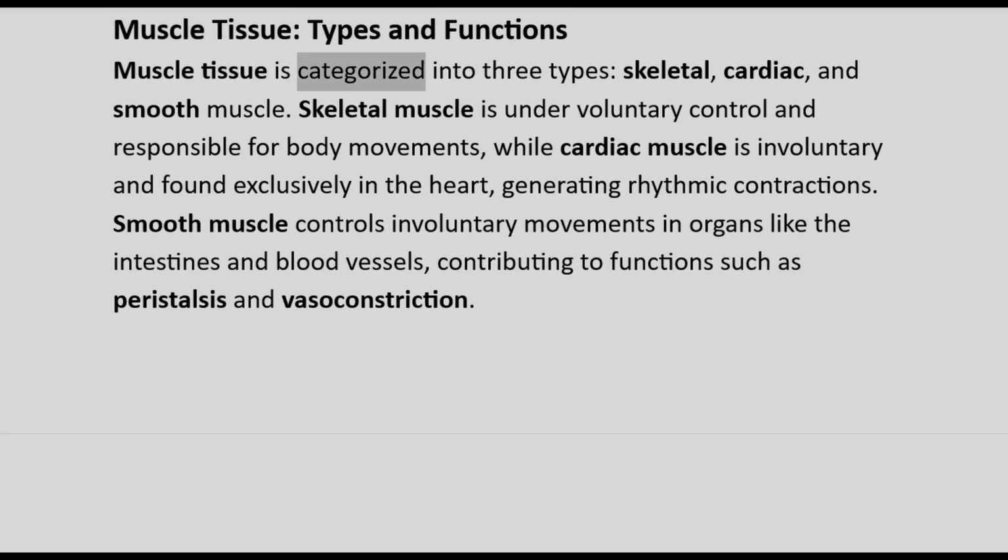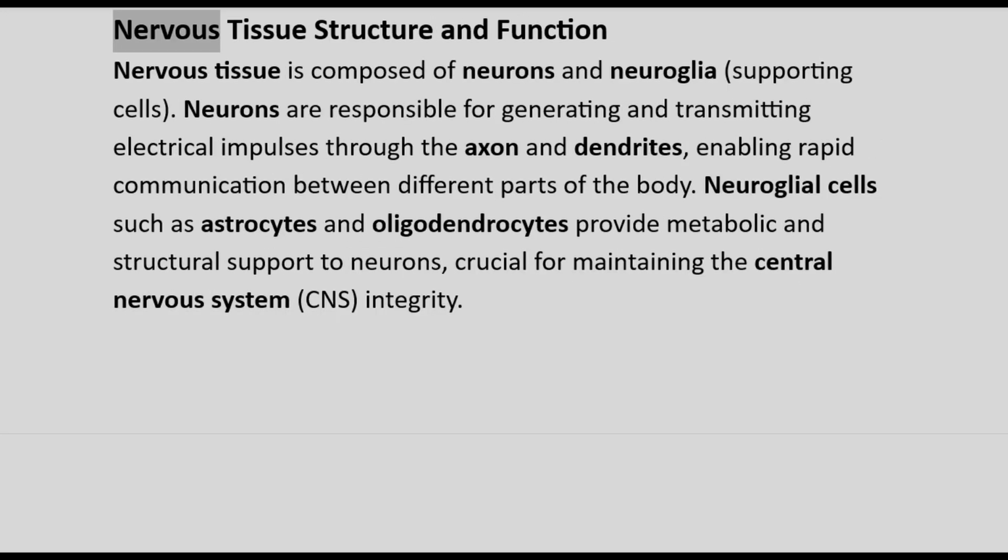Muscle tissue, types and functions. Muscle tissue is categorized into 3 types: skeletal, cardiac, and smooth muscle. Skeletal muscle is under voluntary control and responsible for body movements, while cardiac muscle is involuntary and found exclusively in the heart, generating rhythmic contractions. Smooth muscle controls involuntary movements in organs like the intestines and blood vessels, contributing to functions such as peristalsis and vasoconstriction.